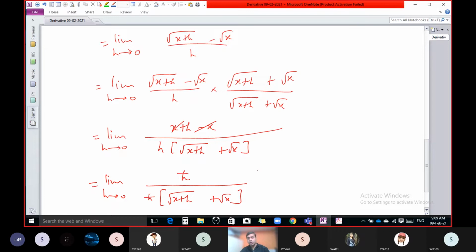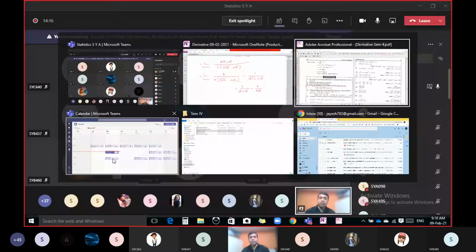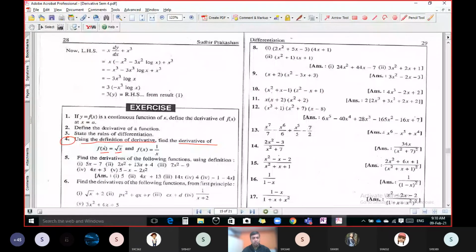So we get 1 upon root x plus h. But in place of h you can put 0, plus root x. So we get 1 upon root x plus root x. And what is root x plus root x? 2 root x. Yes, and that is our final answer for this question. So the derivative of root x is 1 upon 2 root x.